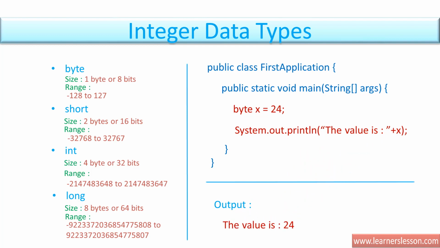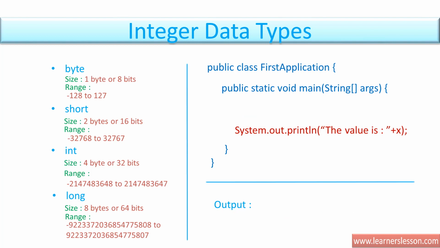The value is 24. Now let us increase this number a little bit. So let us change it to 128, and if you see on the left hand side, the range is only till 127. So let us see what happens. And as we can see, it has given an error, that is incompatible types, possible lossy conversion from int to byte. What it's trying to say is you cannot store 128 into a byte type because its range is smaller. So what you can do is you can store it inside an integer or short or long.